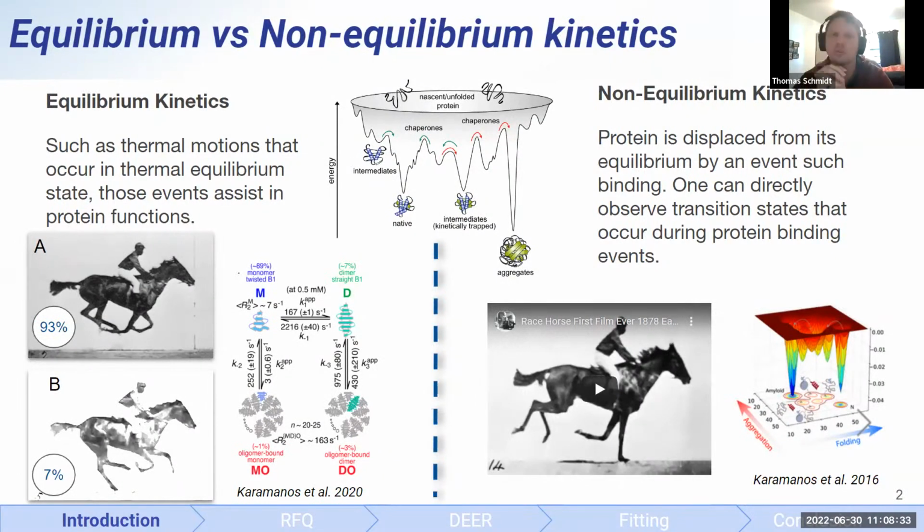Now, just to quickly introduce the concept, what is equilibrium kinetics? Well, equilibrium kinetics is really, if I take a protein and I put it in solution, it probably might have different substrates, might have dimer, trimer, God knows what. We want to see how those different equilibriums are. So how are they exchanging with each other? So the system is not disturbed. It's just simply lying there.